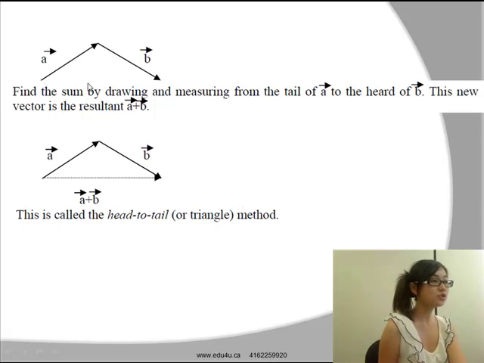But then what we have to do now is draw a line that connects the tail of A to the head of B. This new vector will be the resultant of A plus B. This is also known as the triangle method.